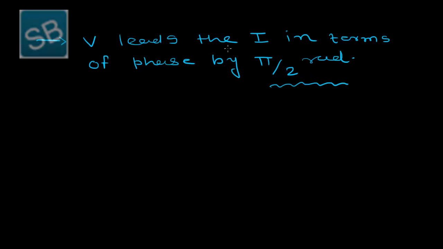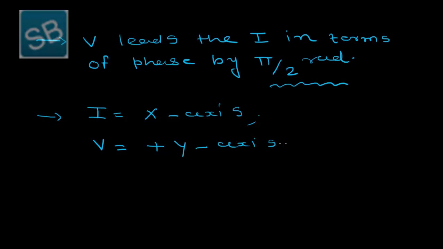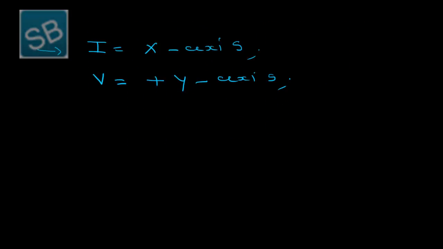And if the current I is represented in the x-axis, then voltage V will be along the positive y-axis. This can be shown from this characteristic graph. As you can see from the figure, the current is in the x-axis, so the voltage will always be in the positive y-axis. This is the positive y and here is the negative y. And the phase difference is pi by 2 radian.